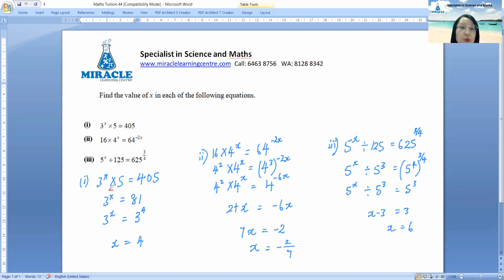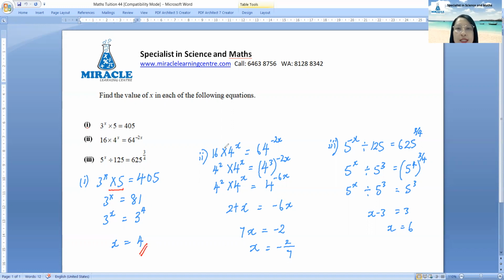Okay, so we need to remove this times 5 first. We bring it over the other side. We divide by 5. 405 divided by 5, you'll get 81. Okay, so we know 81 is actually 3 to the power of 4. So since the base is the same, we can compare the power. So x is equal to 4. Okay, so make the base the same first, so you can compare the power.